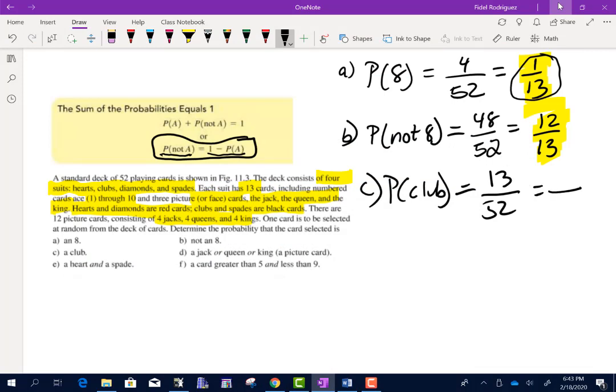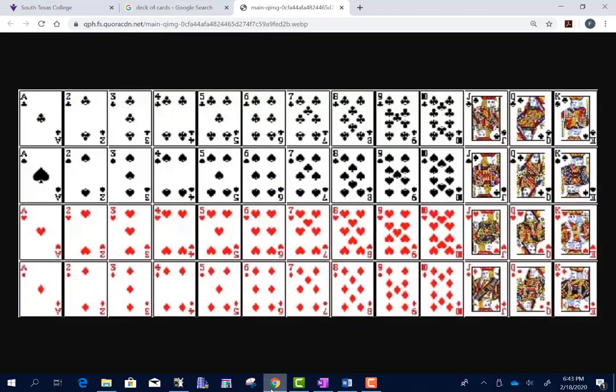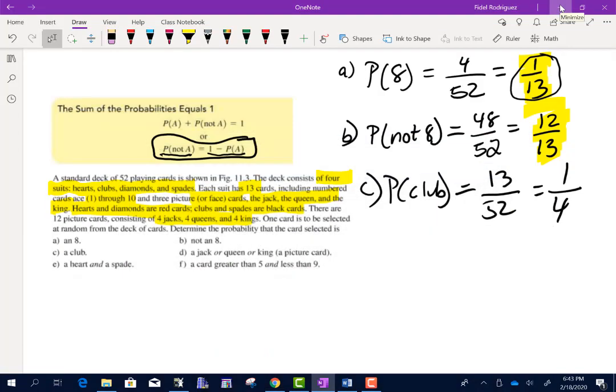Guys, I'm going to go ahead and divide them both by 13. That's going to give me 1 over 4. What I want you to think about is, look at my deck of cards again. There are 4 different suits. So the clubs is one of those 4 suits, right? Okay. Part D. What's the probability we're going to get a jack or a queen or a king?